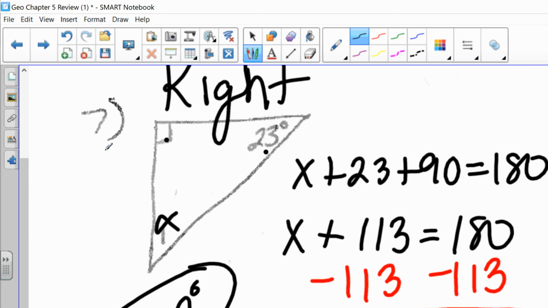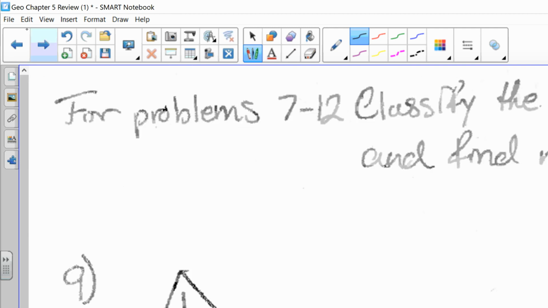Any other questions on this here? We good with these so far? All right. Let's look at the next set.